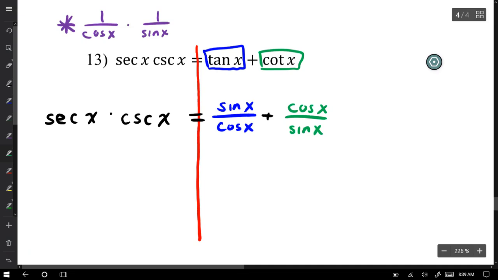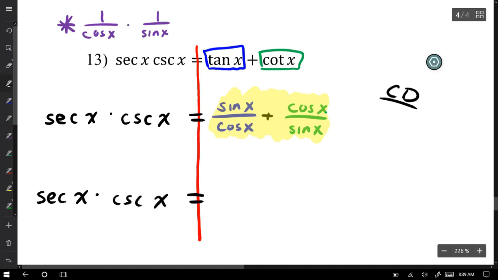So where do I go from here? Well, we see a common theme that's repeating: I have a fraction and I'm adding another fraction. So my mind's telling me I'm going to want to combine those together by finding a common denominator for it. So I have my left side, secant of x times cosecant of x, equals, well, I need a common denominator. So what am I going to do? Well, I have sine of x over cosine of x, and I have the reciprocal, cosine of x over sine of x.